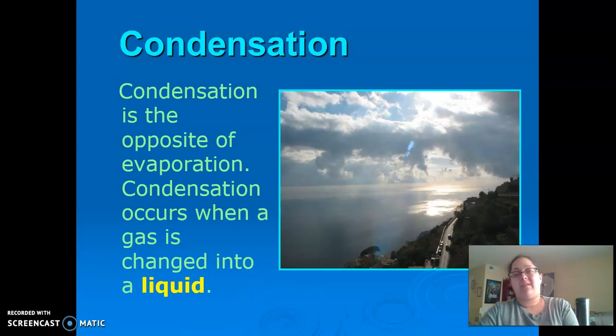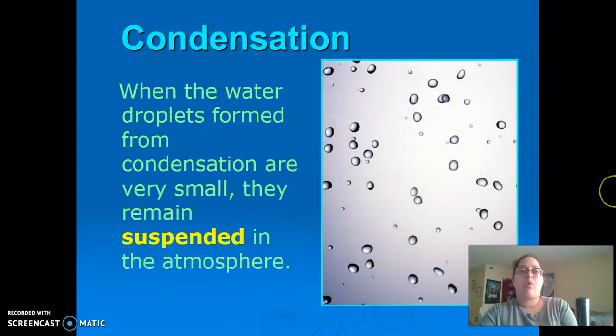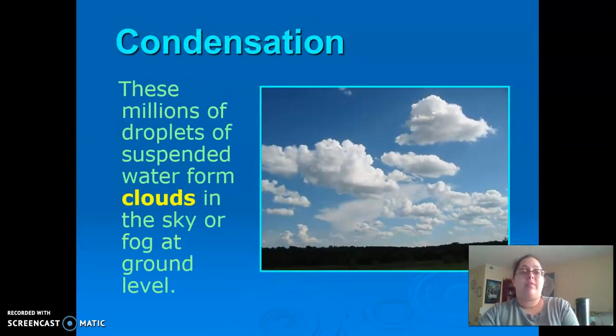Condensation is the opposite of evaporation. So this is when a gas is changed into a liquid. When water droplets are formed from condensation, they're really small. So we get small, tiny little drops, and they remain suspended in the atmosphere because they're so small they barely weigh anything, and therefore they can hang out in the air. These millions of droplets are suspended in basically clouds.